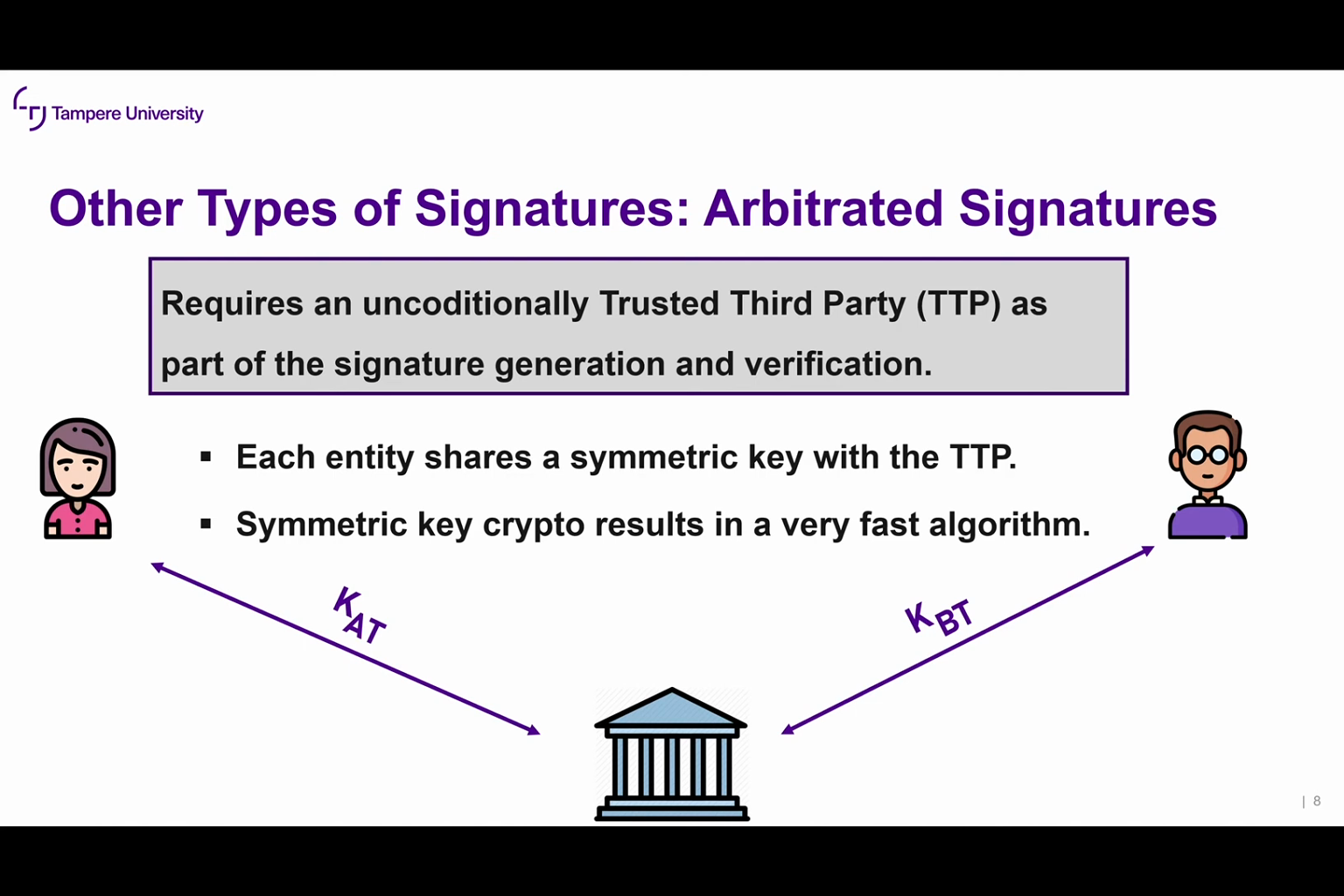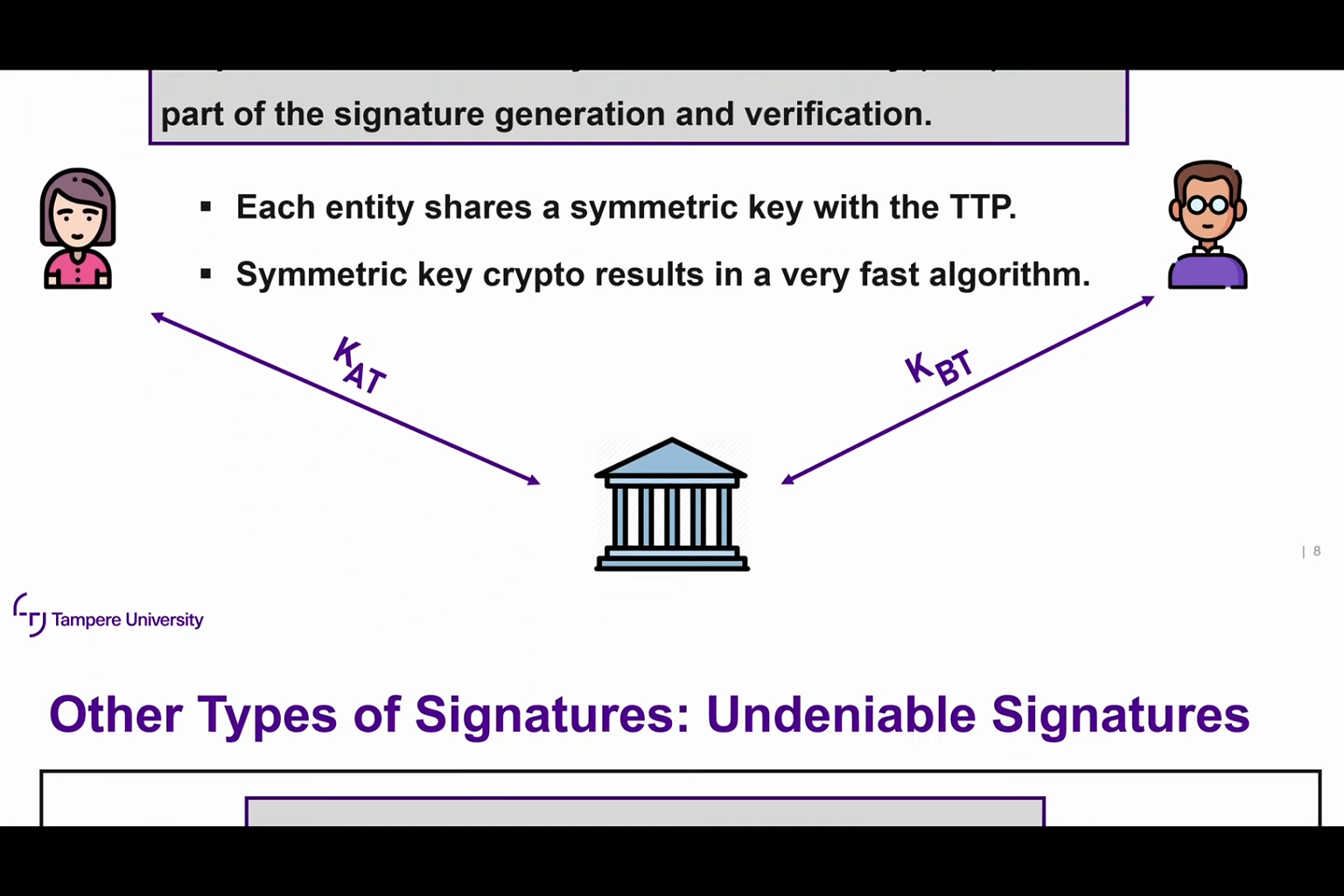Upon reception, Bob, who has access to KBT, can verify the signature basically. Now, symmetric key crypto results in a very fast algorithm. However, this speed up is overshadowed by the TTP as well as the communication overhead.